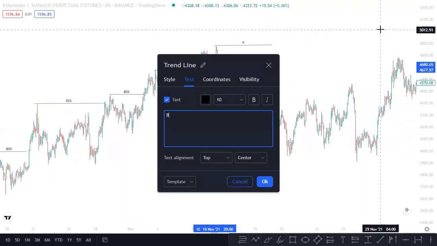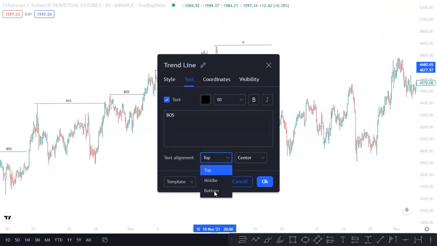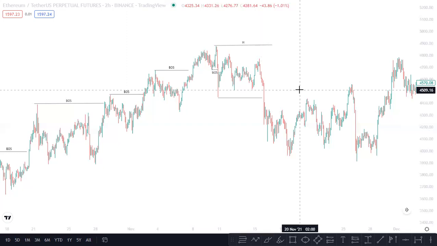BOS bottom. In 10 minutes, I'll be hosting a new session.